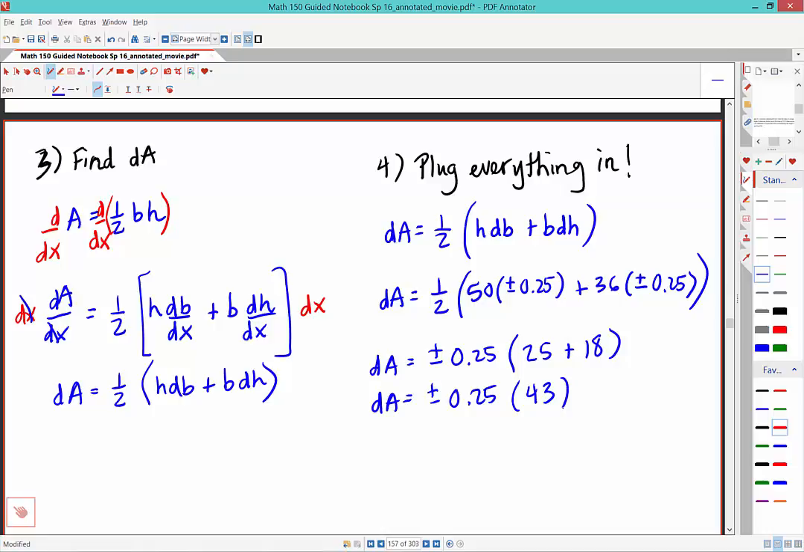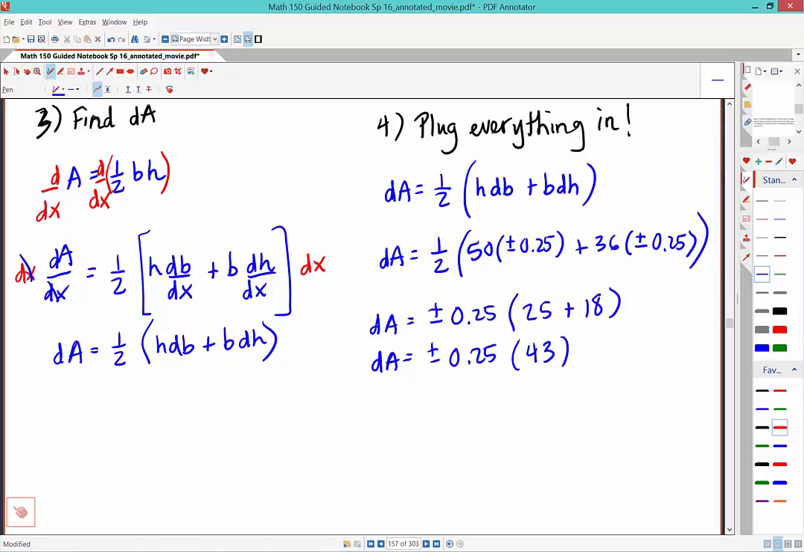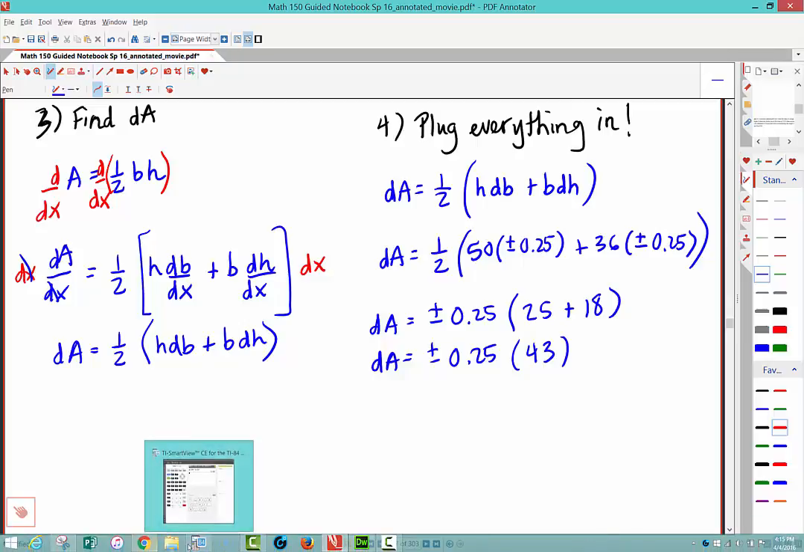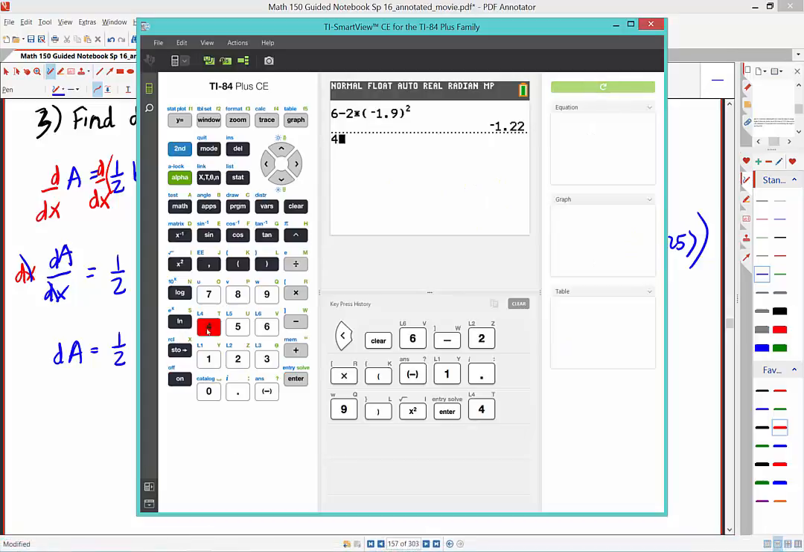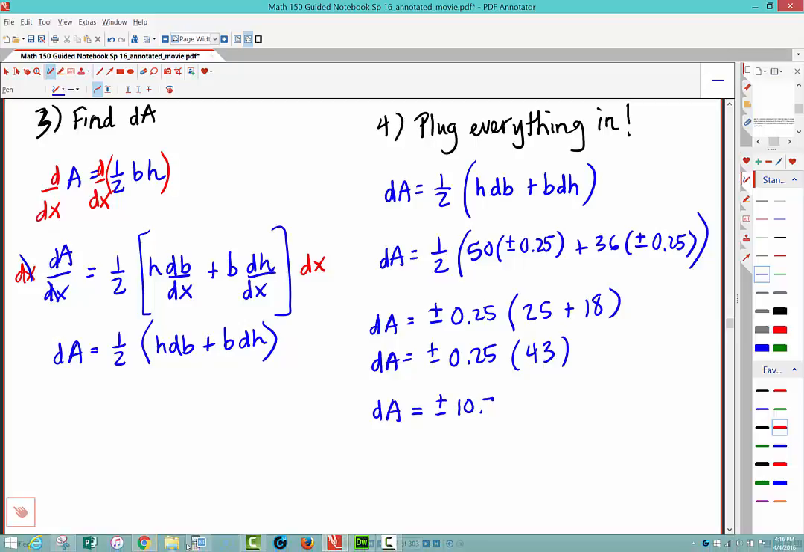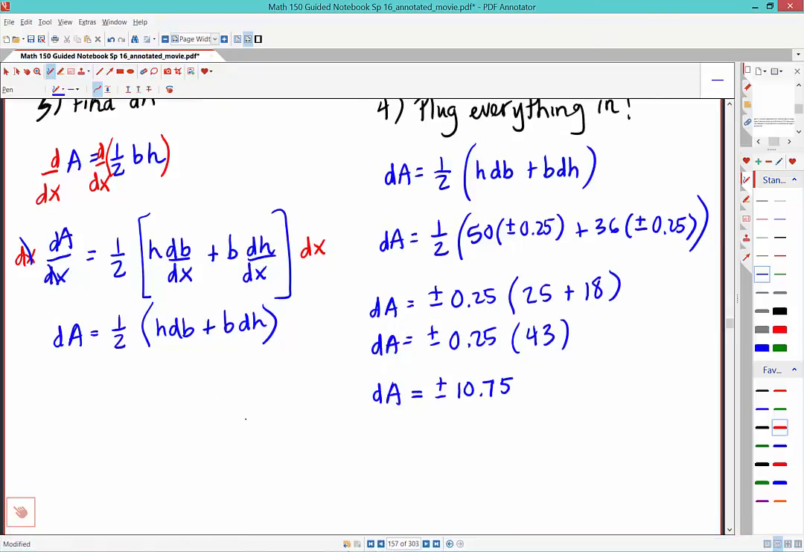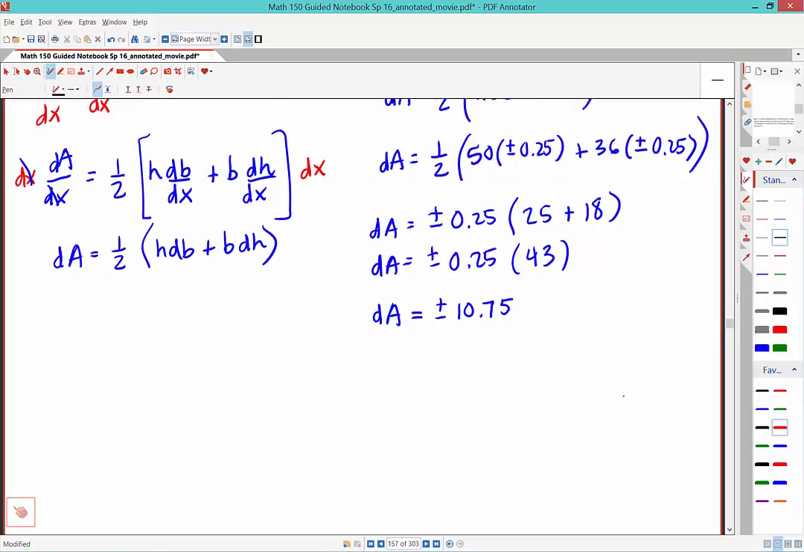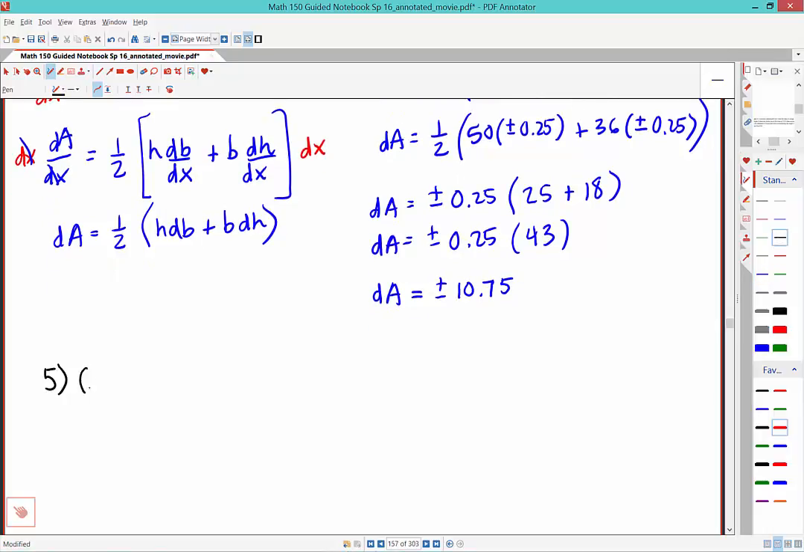And then we'll end up with 43 times a quarter. 10.75. So the differential of A is plus or minus 10 point, did I say 75? Yep, 10.75. All right, so now why don't we write down a solution or a conclusion here.